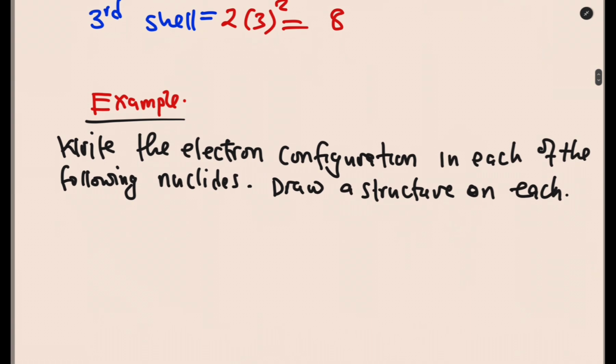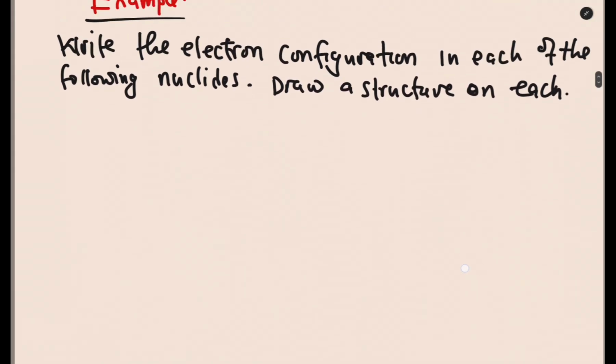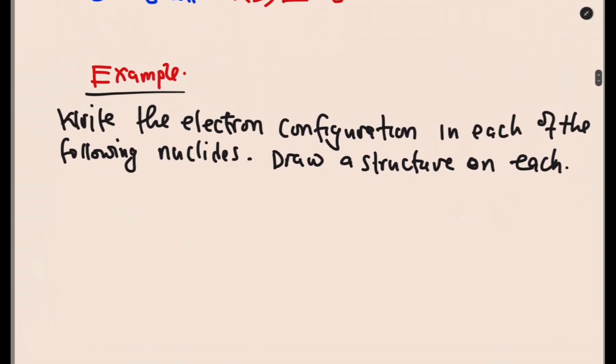So here is an example. Write the electronic configuration of each of the following nuclides and draw the structure. Okay, so what are those that we are going to write the configuration for? So A, let us look at lithium. I'm just getting this from the periodic table. So lithium has 7 on top, then 3 here.